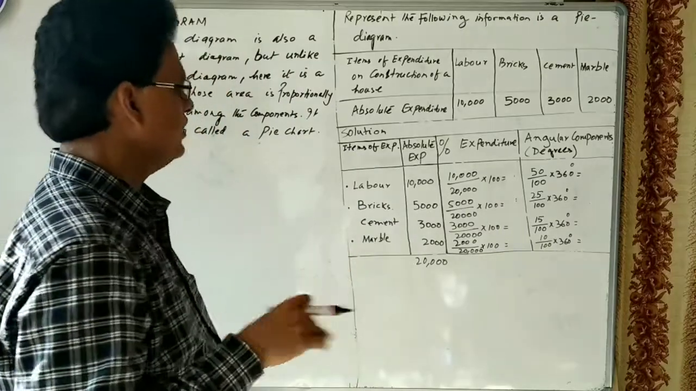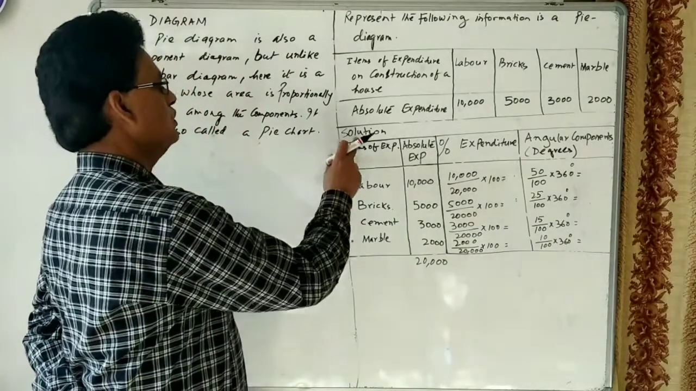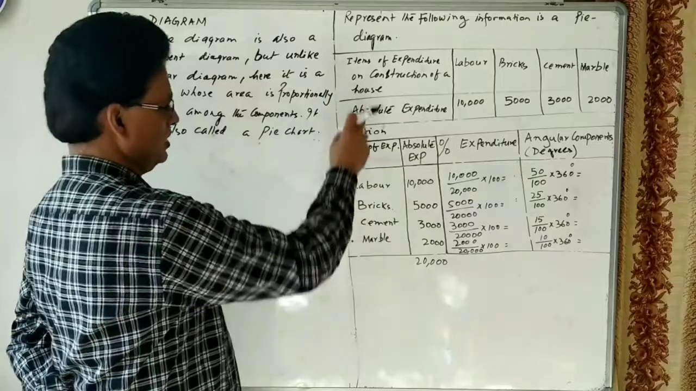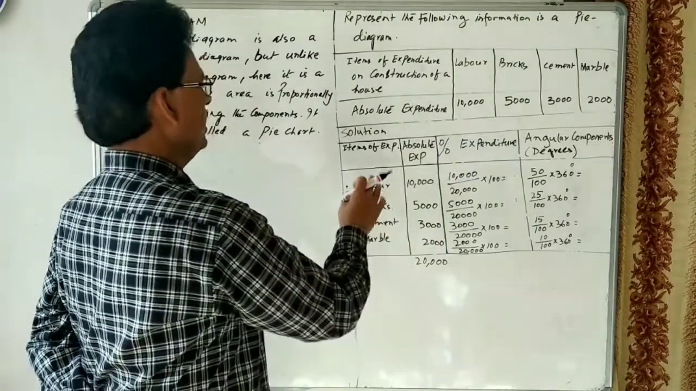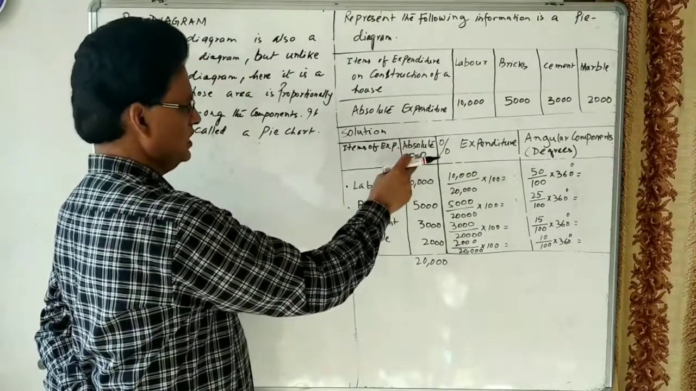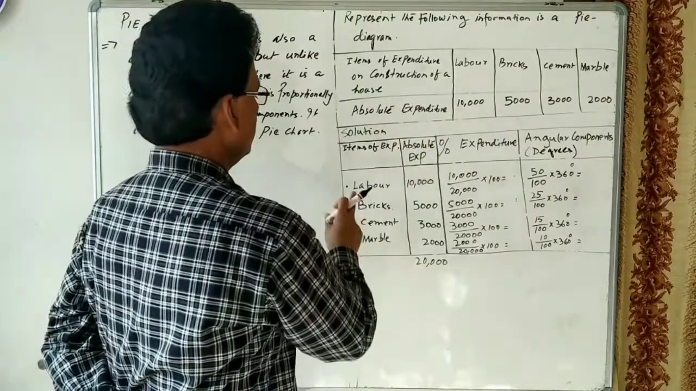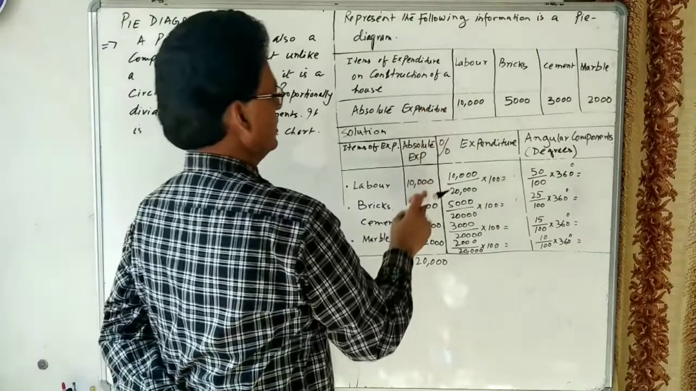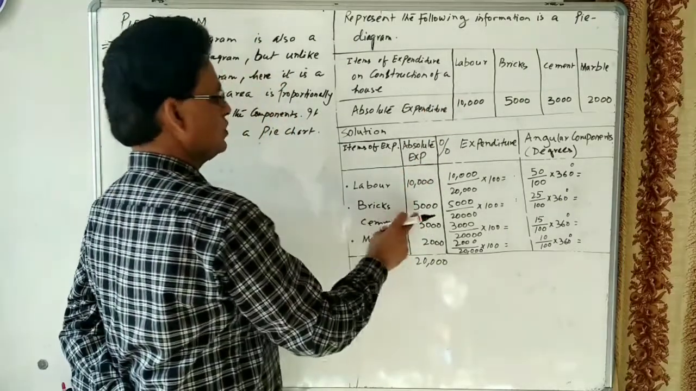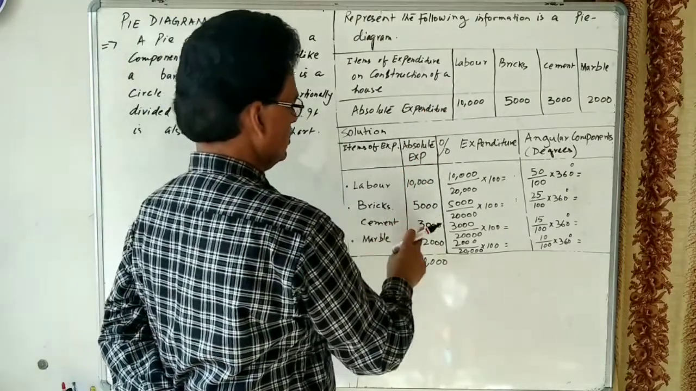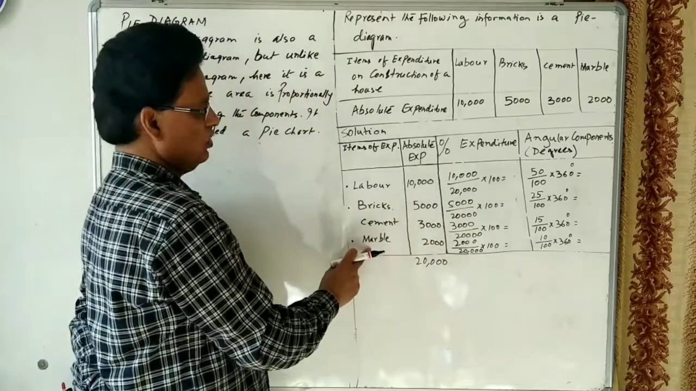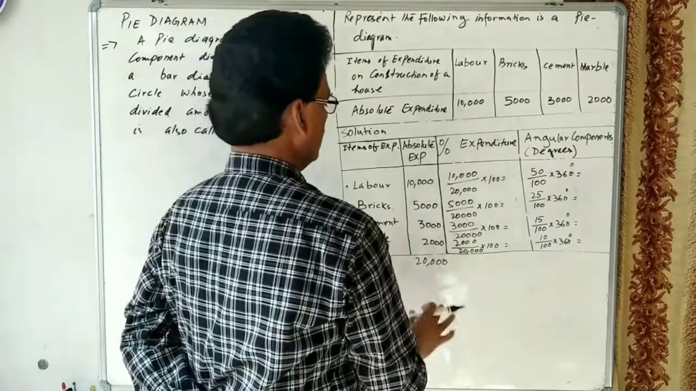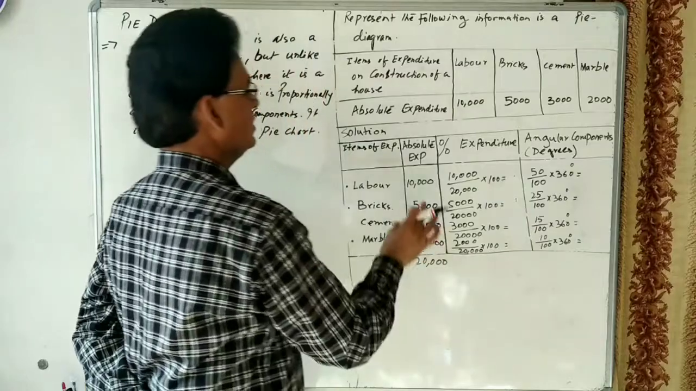So I told you the first thing we do. In this solution, I have written the items of expenditure on the construction of a house. Absolute expenditure is already given. Labor cost is 10,000, so I have written 10,000. Then bricks cost is 5,000. Cement cost is 3,000. Marble cost is 2,000. I have already written that the total is 20,000.